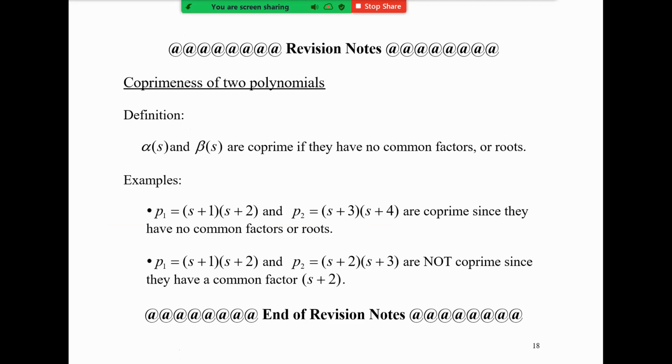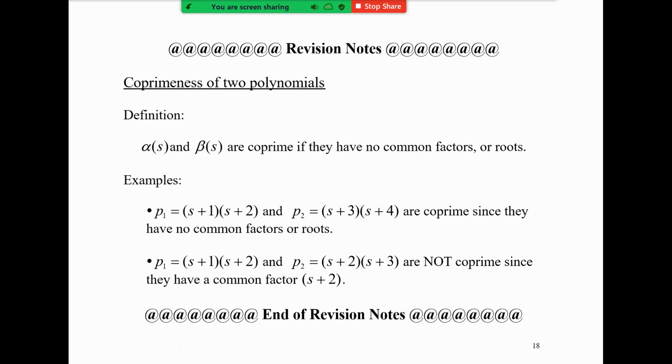To address those questions, first of all, we define the concept of coprime of two polynomials. When we say two numbers are coprime, we know what that means, but here is just a generalization. We say there are two polynomials, alpha and beta. They are coprime if they have no common factors.